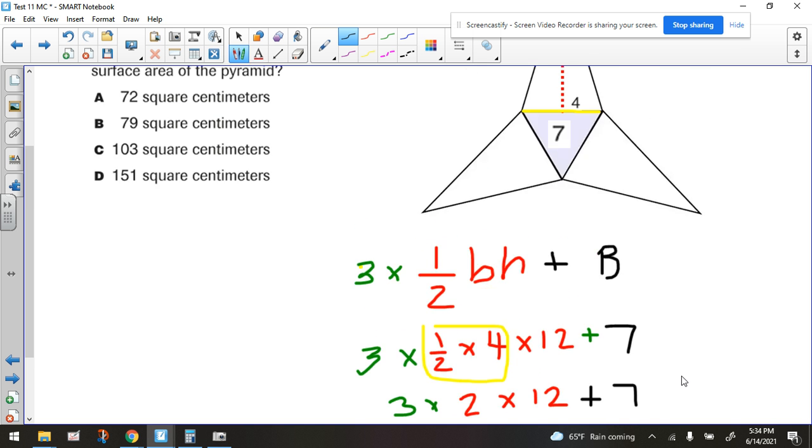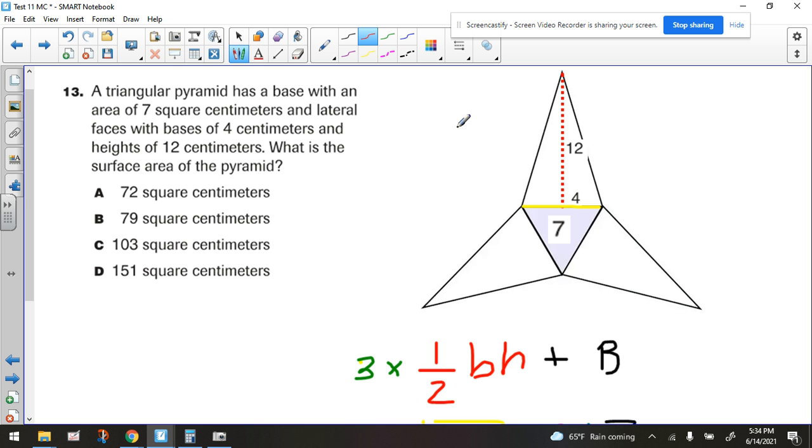So another strategy, if you don't like doing it this way, is we just figured out that each of these has an area of 24. So that means that this is 24, this is 24, and this is 24. So a strategy to getting this right is you can just add up all the red numbers and this number, and that'll be the surface area of this pyramid.